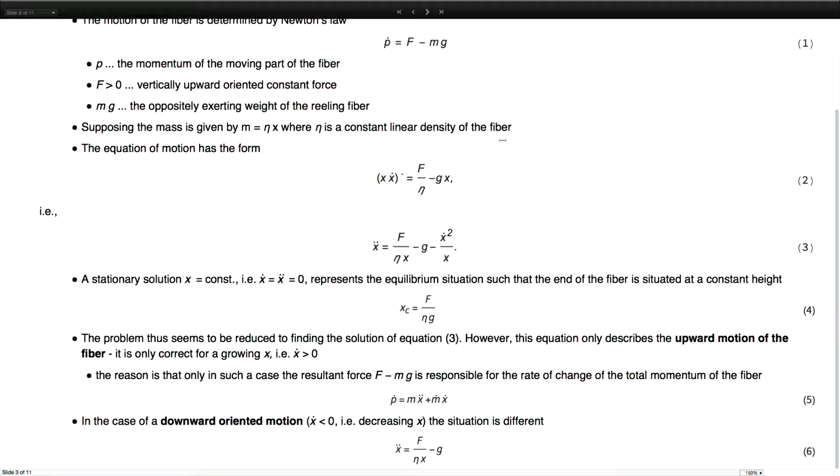However, the forces considered above are not responsible for this change. Such a change is due to the interaction between the fiber and the plane. Therefore, the second term in equation 5 must be ignored when ẋ is less than 0. Thus, we can write the equation of motion in the following form 6.